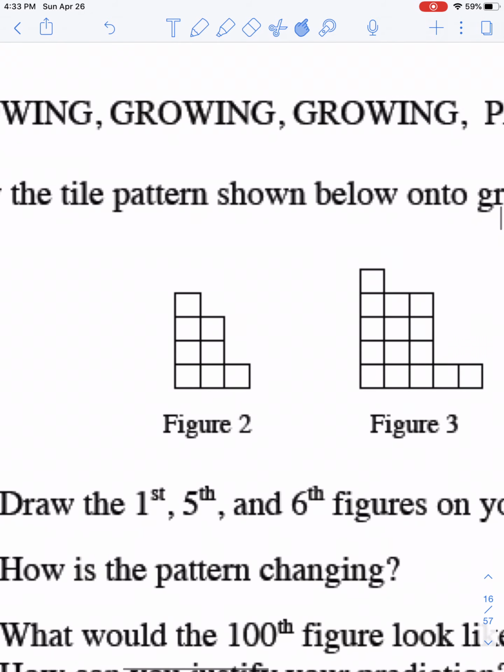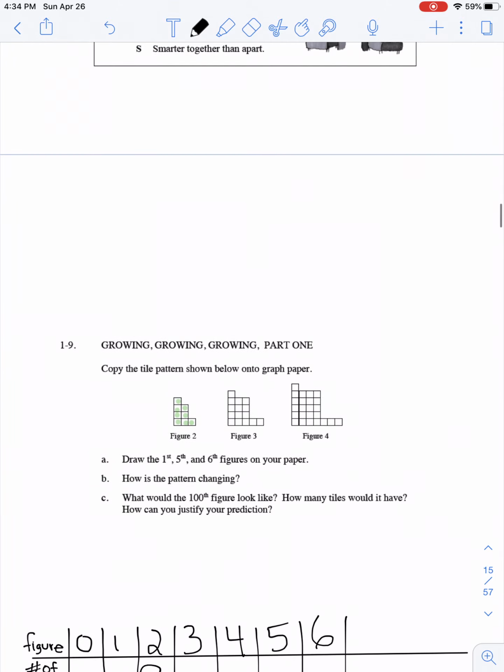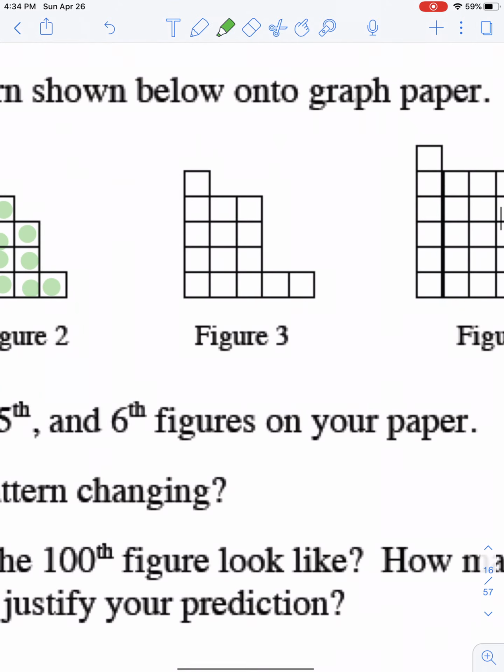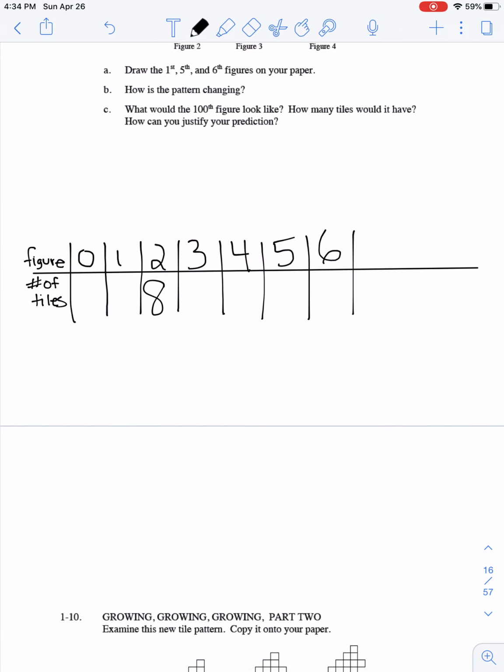So for figure number 2, we're literally counting how many tiles. 1, 2, 3, 4, 5, 6, 7, 8. And then we're going down to our table, and for figure 2, we're putting in 8. Then we're going up, and we're looking at figure 3. 1, 2, 3, 4, 5, 6, 7, 8, 9, 10, 11, 12, 13, 14, 15. So figure 3 has 15.